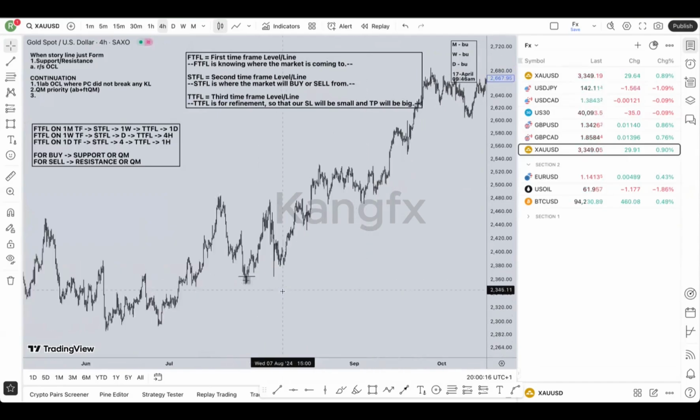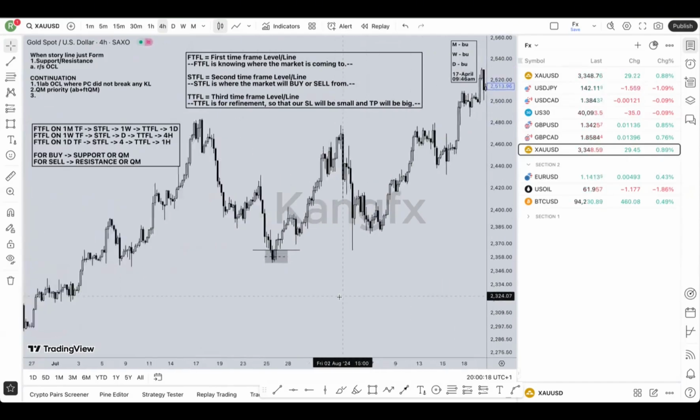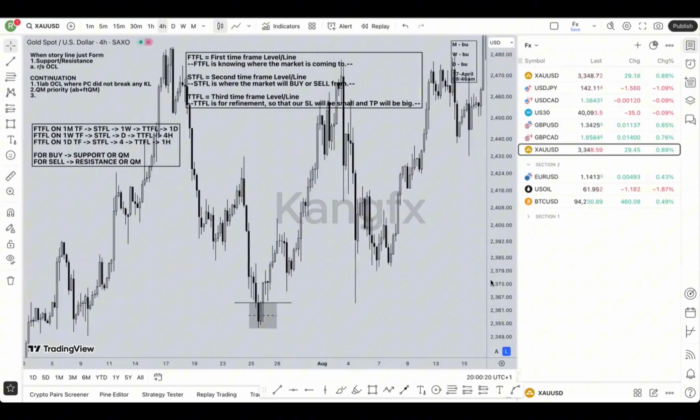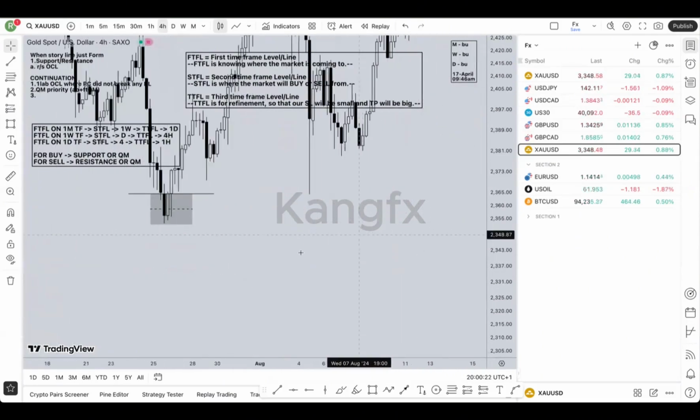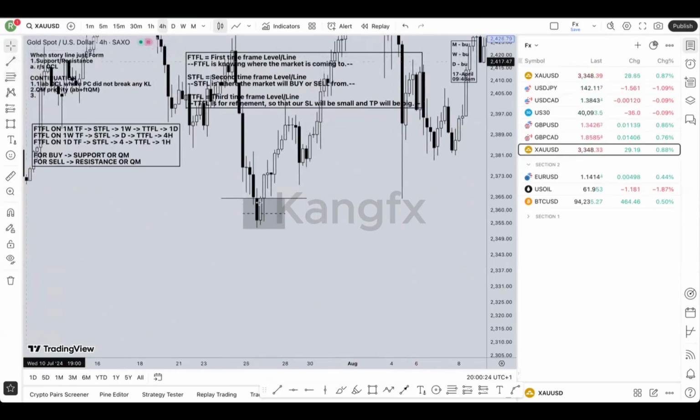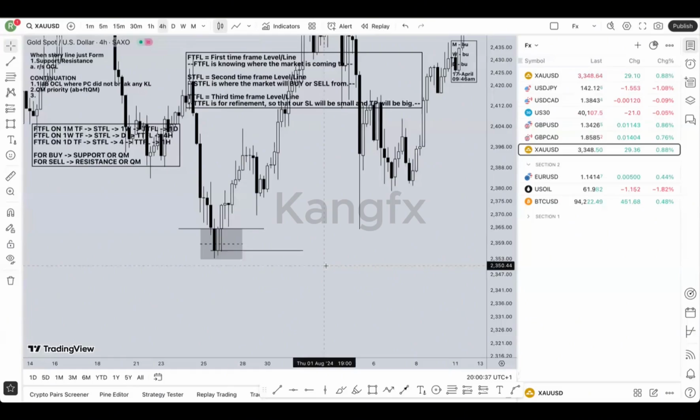This is it here. Then I have a very perfect support here, which is support that is fresh. Oh, it was tapped already. You see, this is it. So always look for support, resistance or QM. Inside your FTFL box, you always see support, resistance or QM.